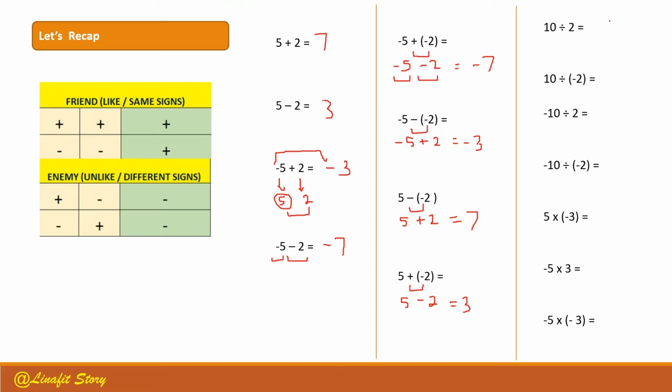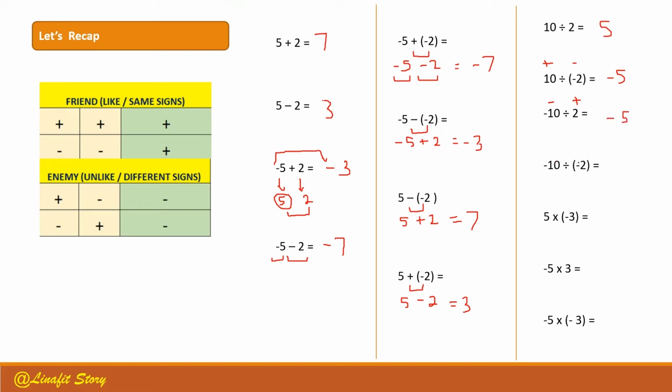10 divided by 2 is 5. 10 divided by negative 2: this is positive, this is negative. You meet your enemy. If you meet your enemy, the result is negative 5. Negative 10 divided by 2: this is negative, this is positive. You meet your enemy. If you meet your enemy, the result is negative 5.